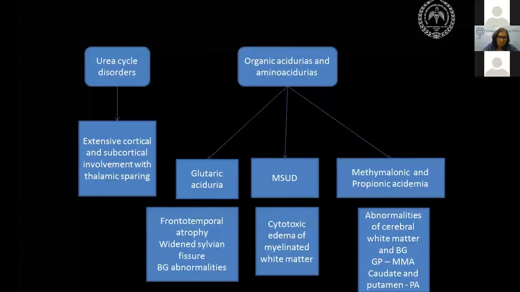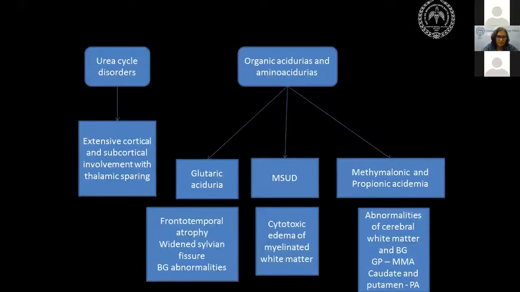So these are just some of the salient imaging findings that we can see. With urea cycle disorders, extensive cortical and subcortical involvement can be seen with some thalamic sparing. Organic acidurias and aminoacidopathies, basically glutaric aciduria: the typical finding is extensive frontotemporal atrophy with widened sylvian fissures, and they can also have basal ganglia abnormalities. In maple syrup urine disease, there can be extensive cytotoxic edema of the myelinated white matter.